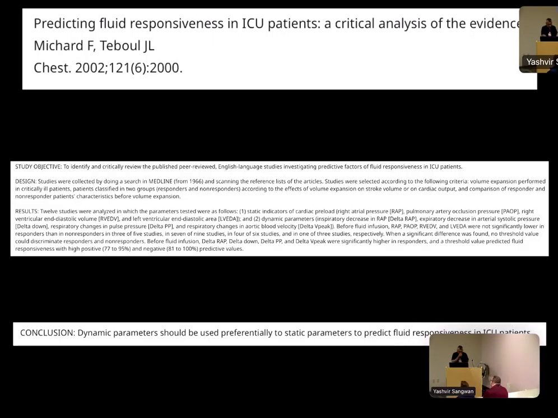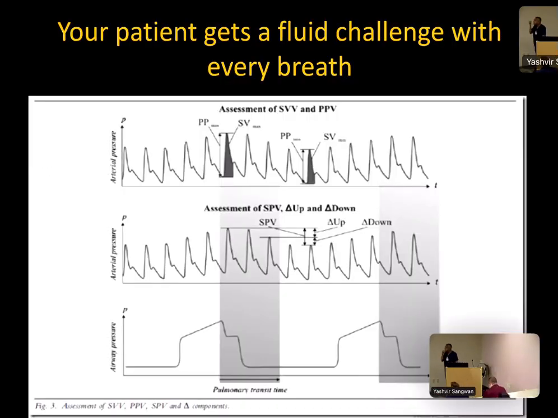somebody discovered that you actually get a fluid bolus with every breath on the ventilator. So in a ventilated patient, when I push in a breath, your venous return decreases. And 3 to 5 heartbeats later, that decreased venous return goes to the left ventricle. Okay? And your left ventricle stroke volume decreases.